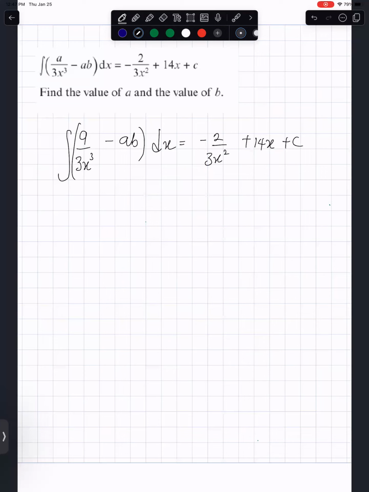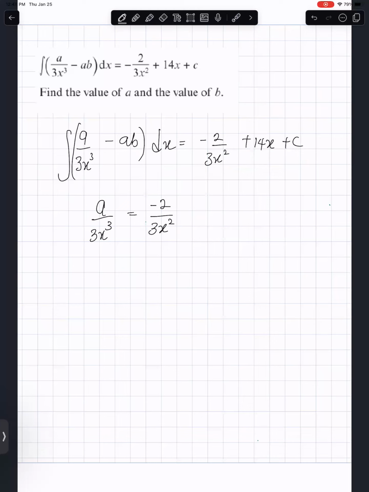So finding the value of a is as easy as this. I'm comparing these two equations. This one here equals to this, and this ab here is equal to 14. This is what we'll do, because this is the original form and this is the integrated form. This answer is the integrated form of this expression. So I will pick my a over 3x cubed equals minus 2 over 3x squared. These are the two equations we are taking in order to find a.